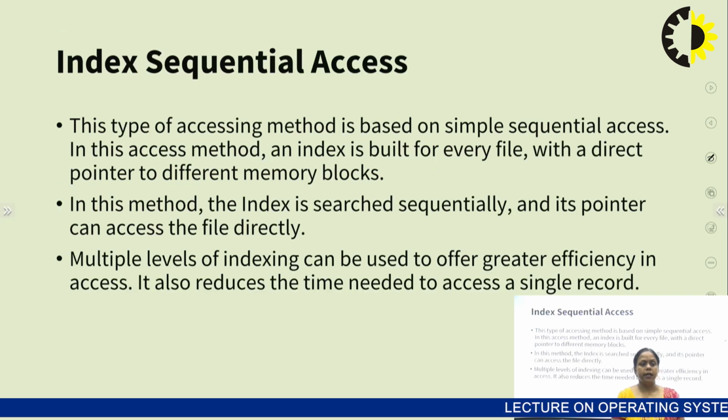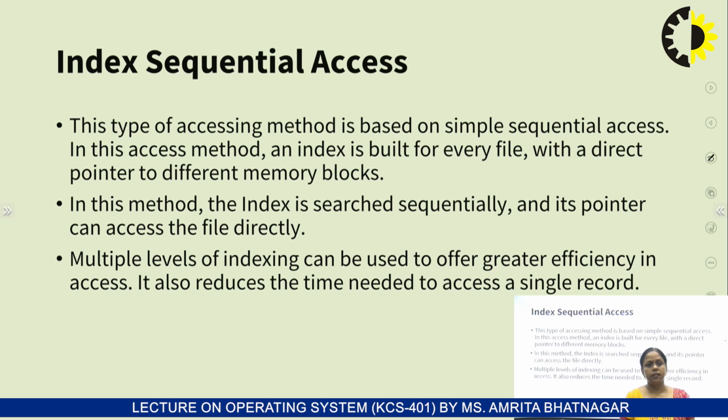Now, next is index sequential access. This type of accessing method is based on simple sequential access. In this access method, an index is built for every file with a direct pointer to different memory blocks. Okay, so in this case, we have an index for accessing a file. With the help of the index, access will be easier.